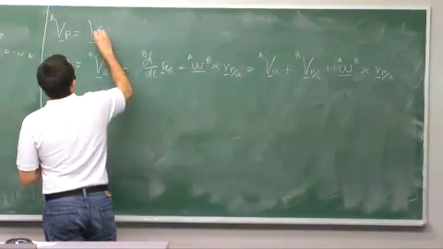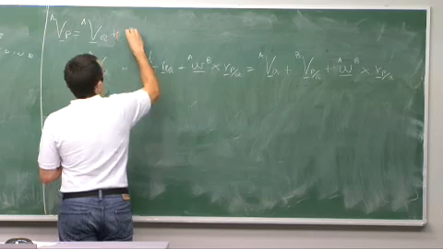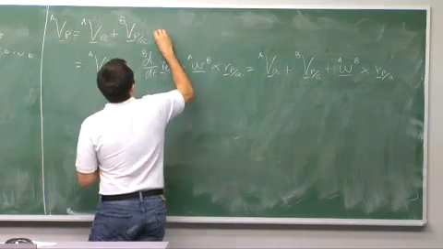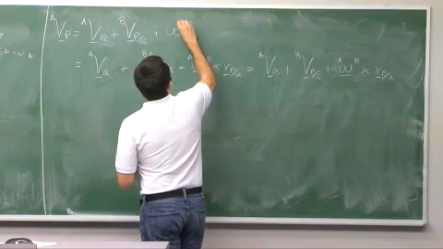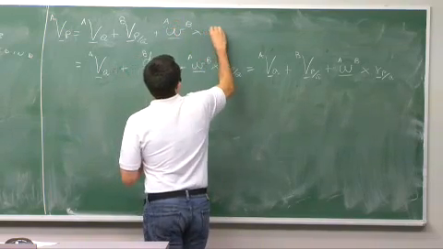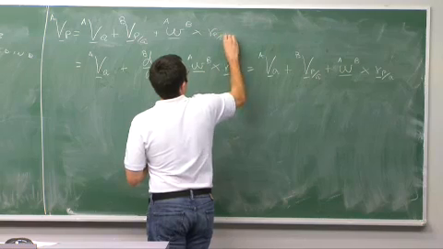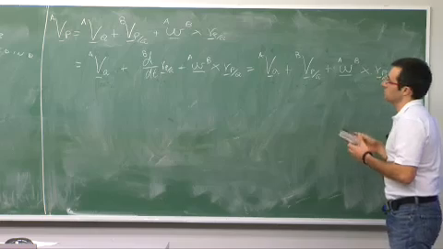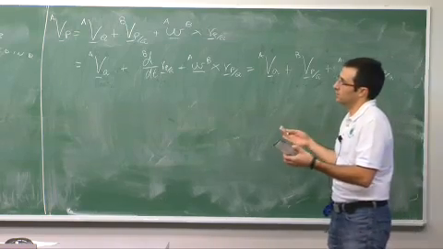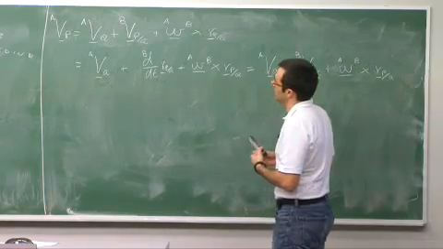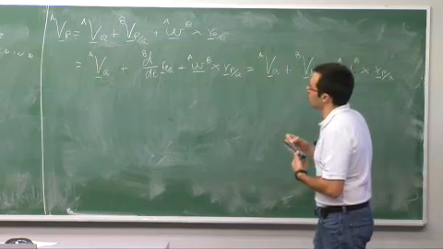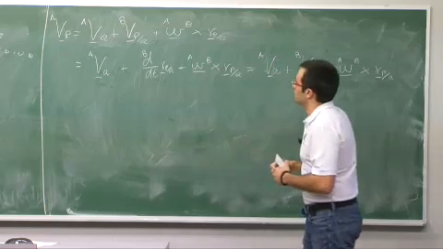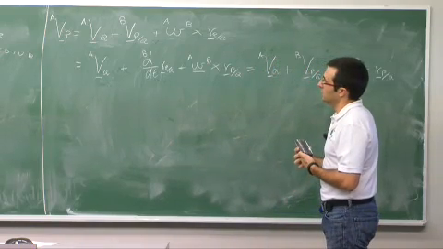VQ in A plus VP with respect to Q in B plus omega BA crossed with RPQ. And I'm not going through these calculations just to waste time, because I told you that we're not really going to use these formulas in the end. It's because there is also a definition that comes out of this procedure, the definition of angular acceleration. So it's important that we do it at least once.